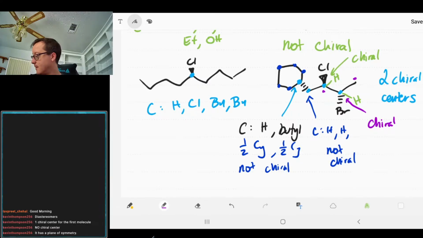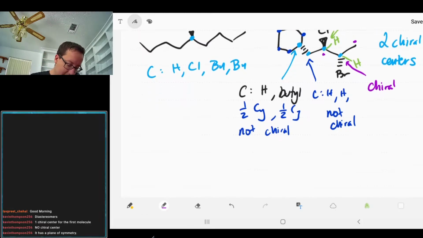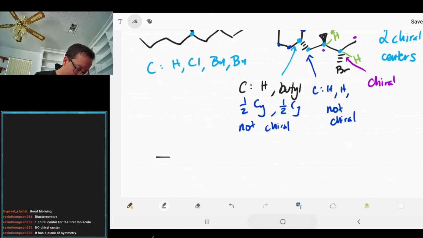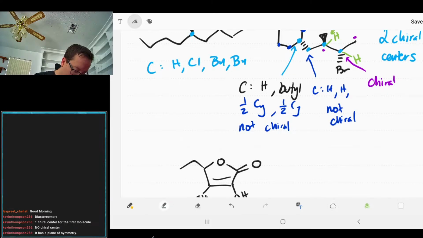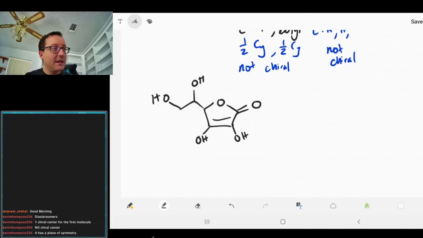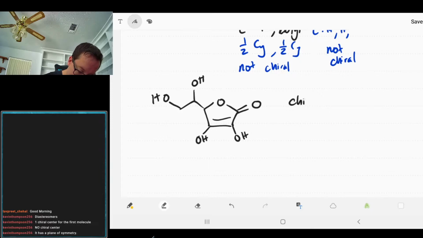So far, so good. Let's do some examples. Oh, here we go. Let's do the ascorbic acid. Oh, I need more space. So, the ascorbic acid that we had drawn improperly earlier. Okay, let's see what chiral centers we have here. How many, and where?